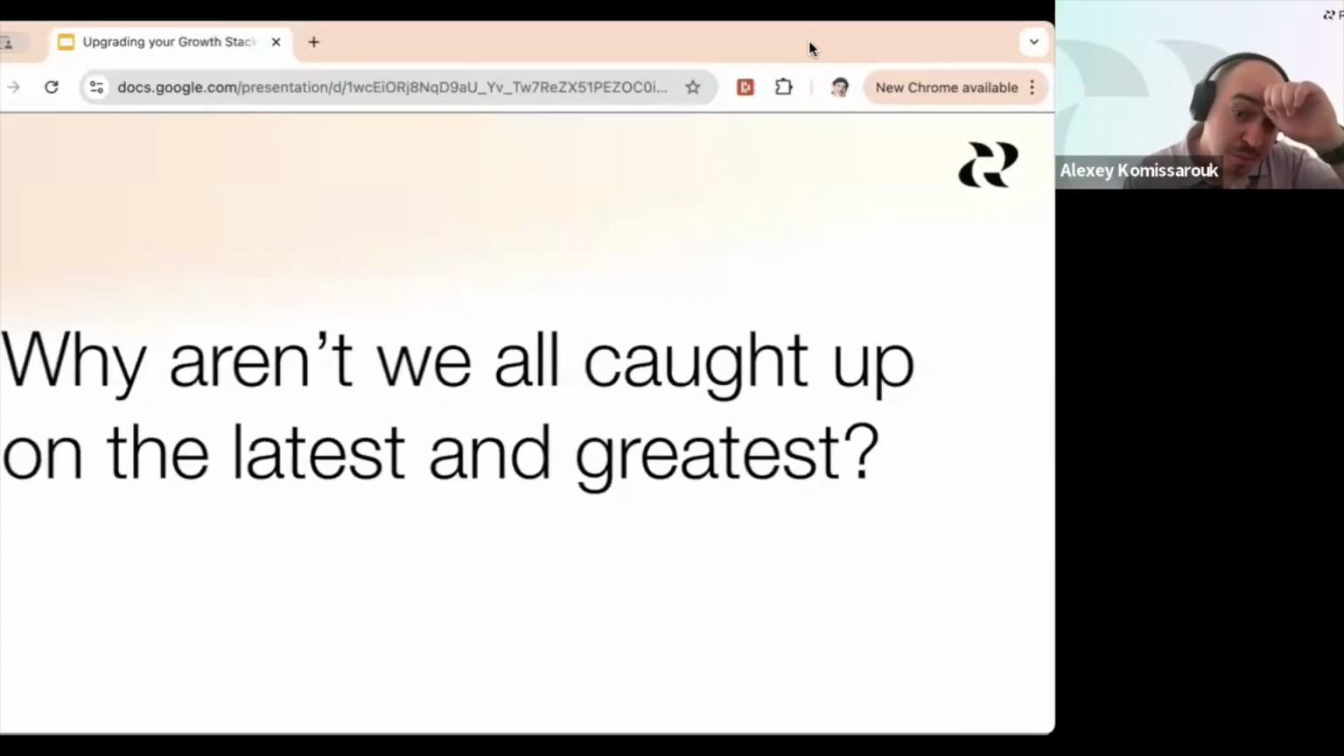So I think it's important to pause and reflect: why isn't everybody just using the latest and greatest tools? And I think there's 3 reasons. We've got to give ourselves some credit. Number 1, there's way too much stuff. Nobody can know all about it. 2, as an industry, we are at most 15 years old.